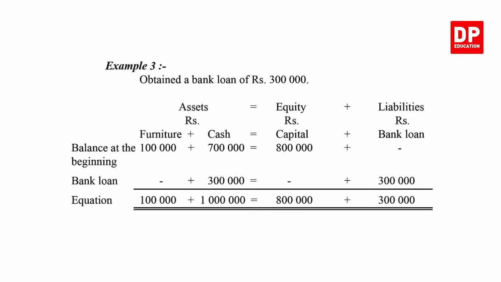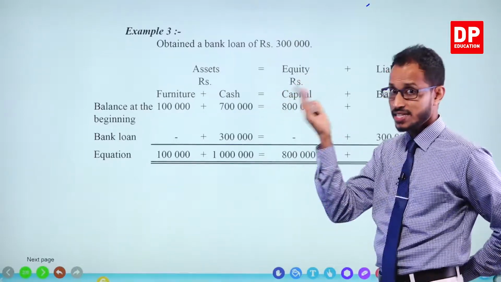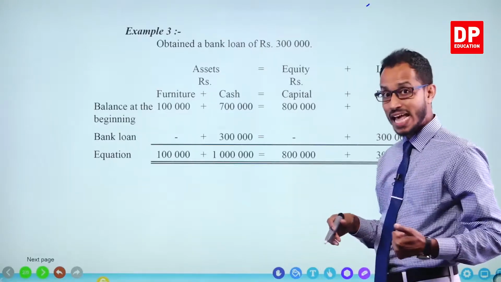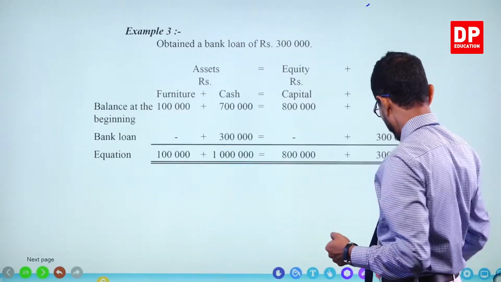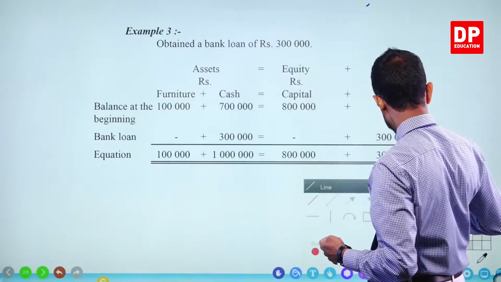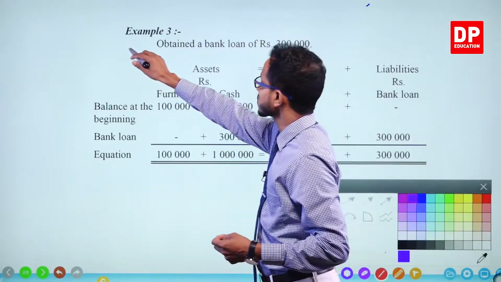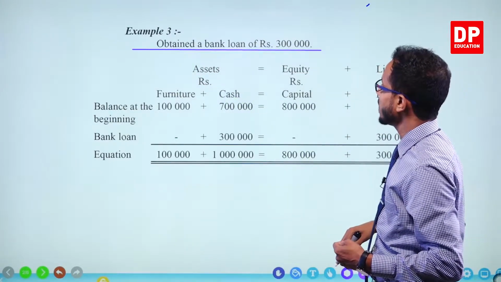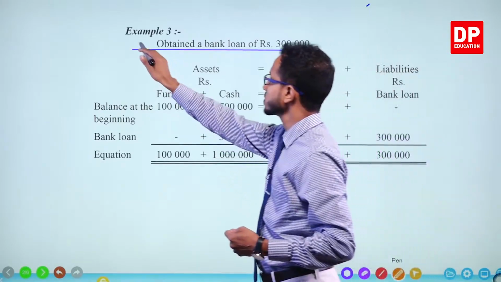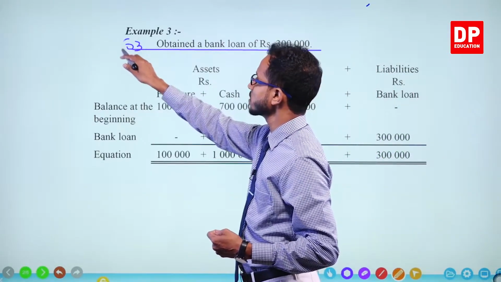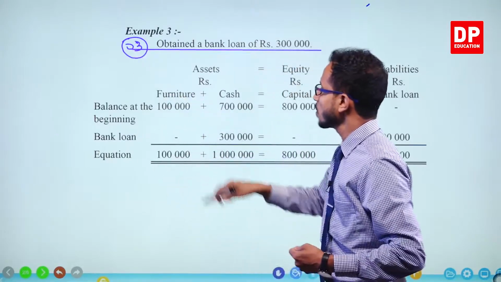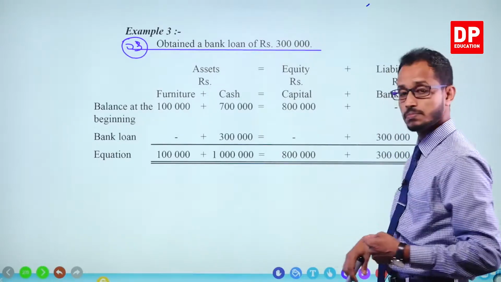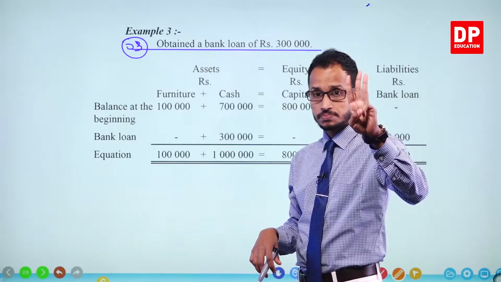We have another example. This is on the same page in the textbook, but I have taken it onto a separate slide. This is example 3. Wait until I underline the transaction. This is the transaction. Obtained a bank loan of 300,000. This is the third transaction we are doing.